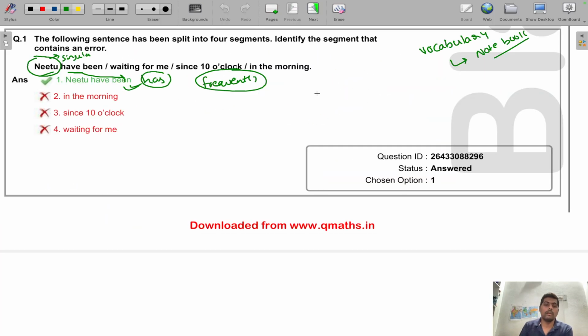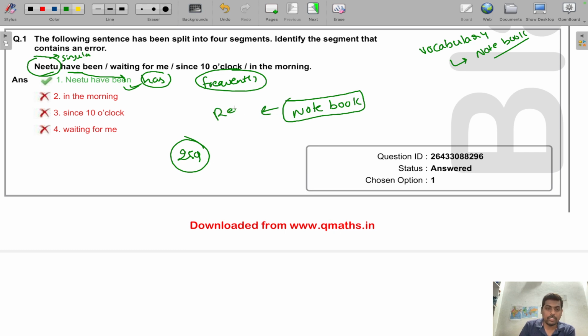So I think we have covered 25 questions, guys. As I mentioned earlier, you just make a separate notebook for whatever words you don't know, guys, and try to revise it at least once a week. This is the best way to remember the vocabulary, guys. Only solve the previous year questions vocabulary, that is more than sufficient.